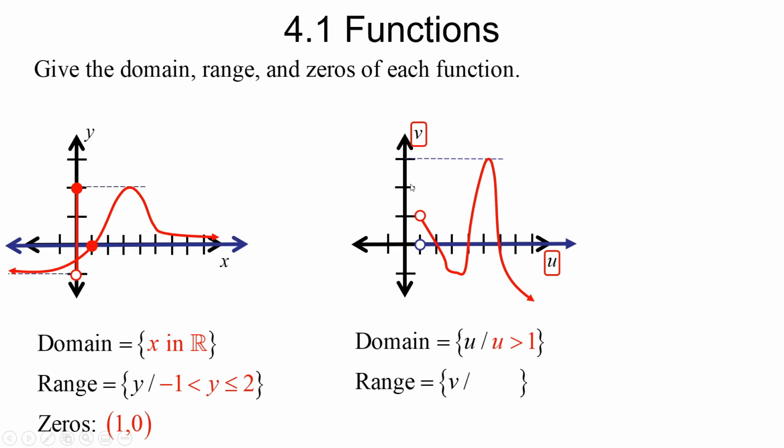1, 2, 3. So I'm going to project. And I did a closed dot because it looks like I'm kissing that horizontal line right there and then going down forever. So that would be V is less than or equal to what number? 1, 2, 3. And now the zeros.